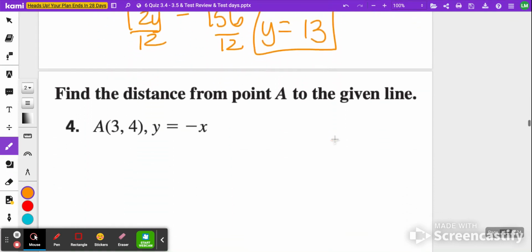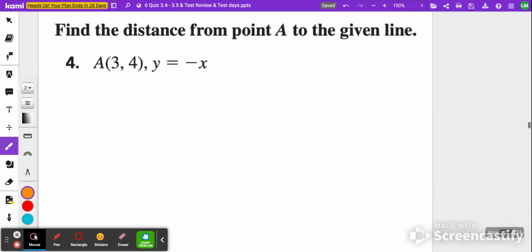Okay. These next two examples, number 4 and number 5, take a little bit of time. So let's go ahead and start talking about here. This was back in lesson 3.4 and 3.5. We start with finding the perpendicular slope. That perpendicular slope for this one is going to be a positive 1 because it's the opposite reciprocal.